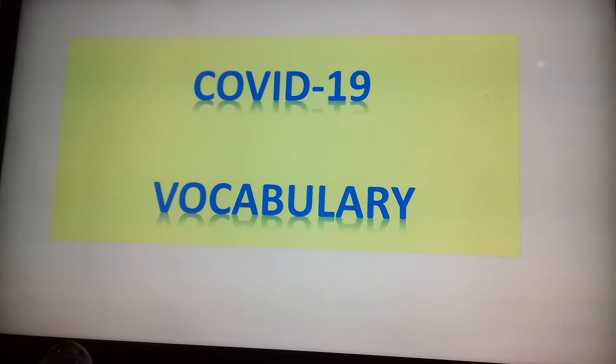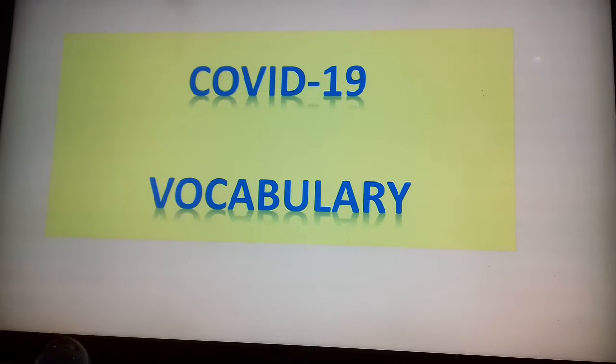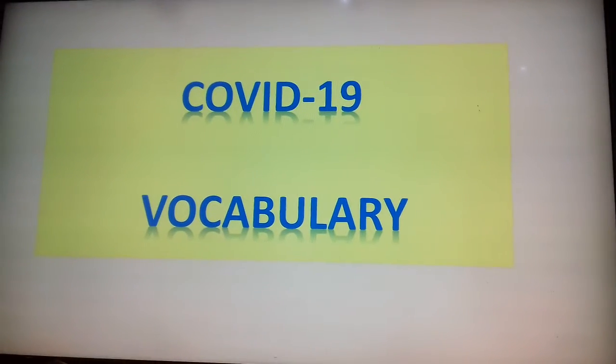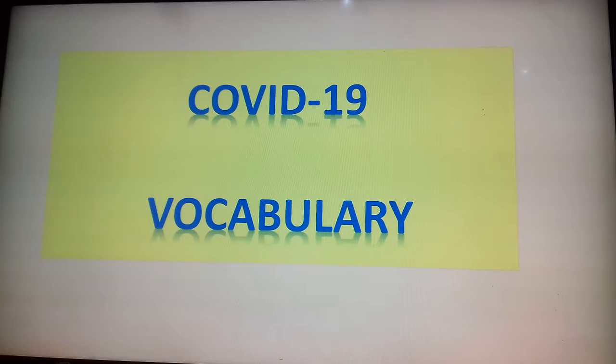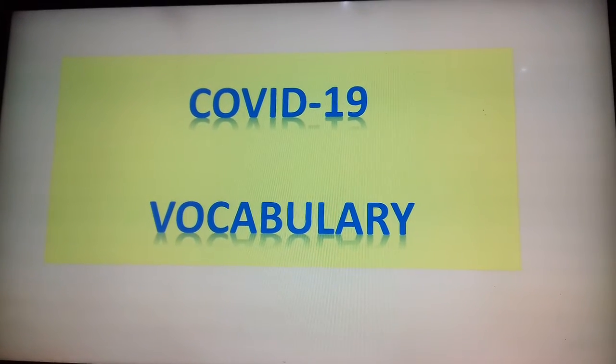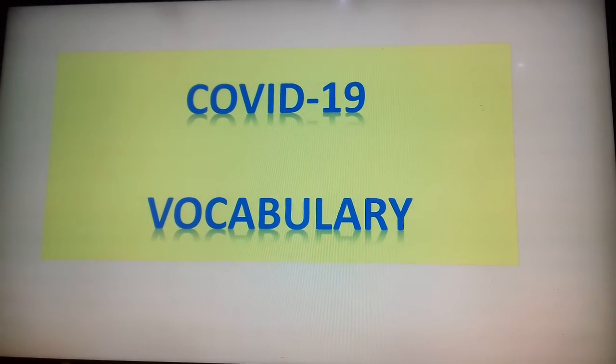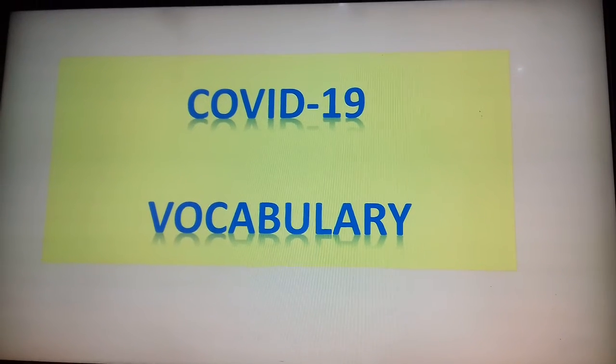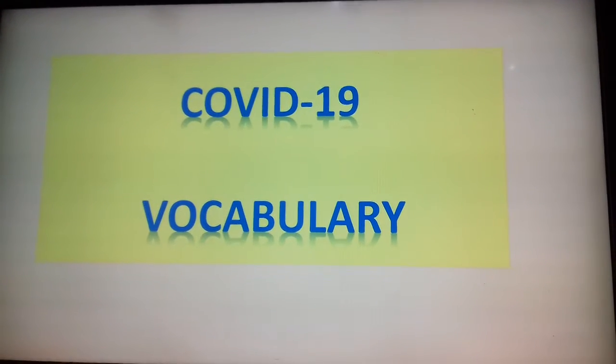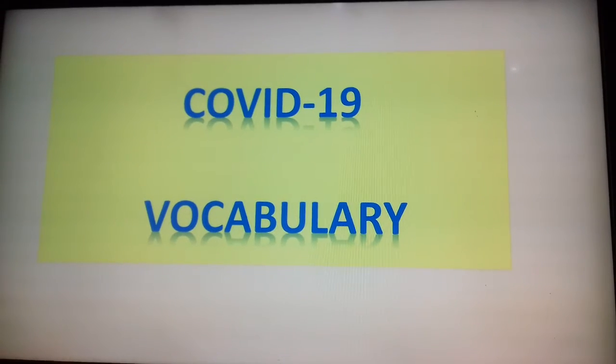Through this lesson, let's now go to the lesson. COVID-19 vocabulary. In this lesson, you will discover more vocabulary about COVID-19. Dear health workers, dear medical experts, here is your lesson from your medical English instructor, Goodlays. So we go.